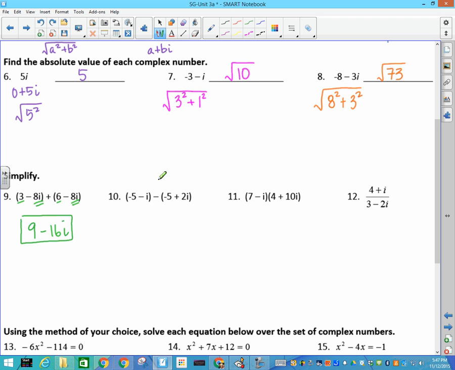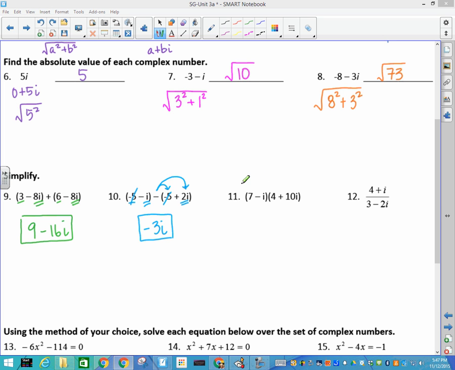Okay? Again, with subtraction, the only thing that people mess up on is they forget to distribute that negative to both parts here. So, negative 5 minus negative 5 is actually, that kind of goes away because that's plus 5. Negative 5 plus 5. And then we have negative i minus 2i, and that's negative 3i. If we ever have 0, we don't write the 0 in there. Okay? All right, the next one looks like what you would imagine.